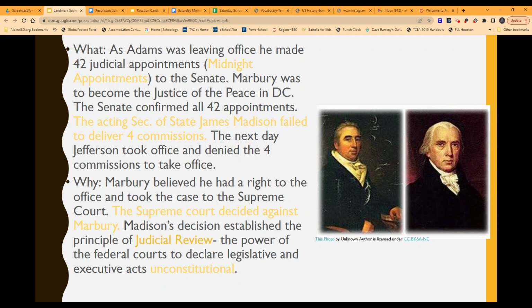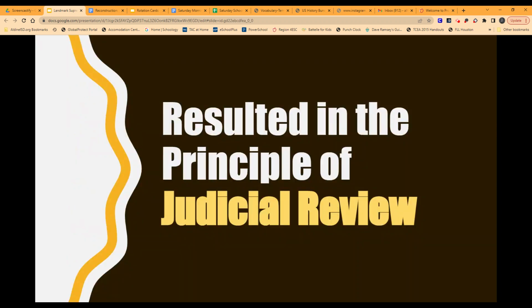Supreme Court decided against Marbury. Madison's decision established the principle of judicial review. What is judicial review? It's that power of the federal courts to declare legislative and executive acts unconstitutional. Unconstitutional means it goes against the Constitution. So, what was the result of that case? We now have the principle of judicial review.